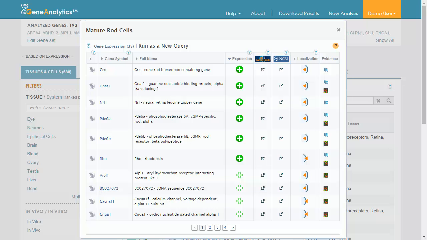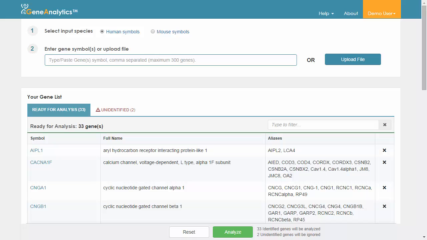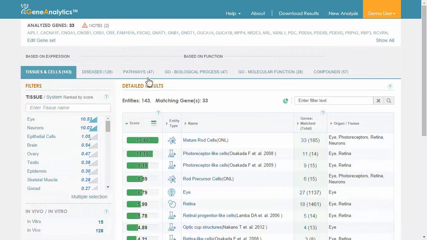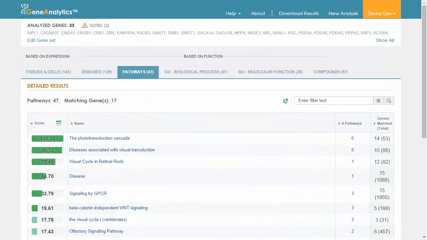We can now narrow the search and run a new query with this focus list. The new query will run on the set of genes associated with retinitis pigmentosa and matched to rod cells. After running the new analysis, let's take a look at pathway results. This section provides further understanding of the roles of these genes in health and disease. The provided information lists pathways matching the gene set, including the phototransduction cascade, diseases associated with visual transduction, and the visual cycle in the retinal rods.